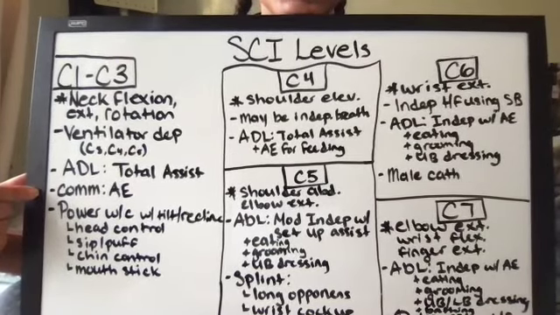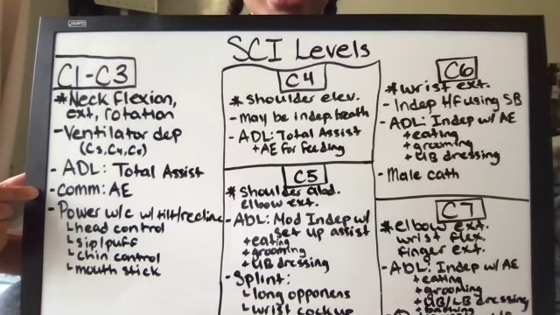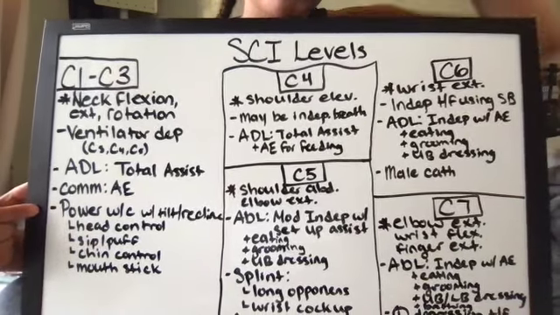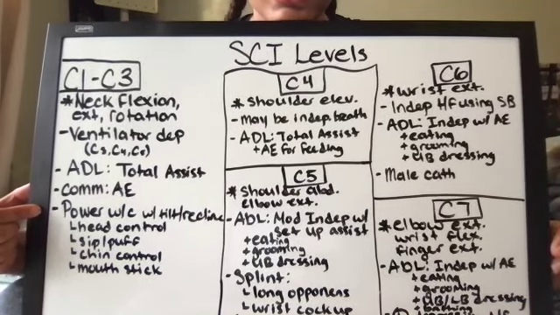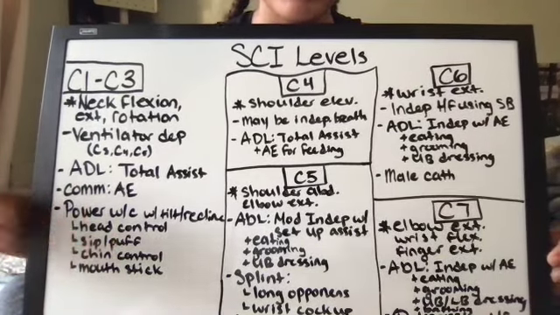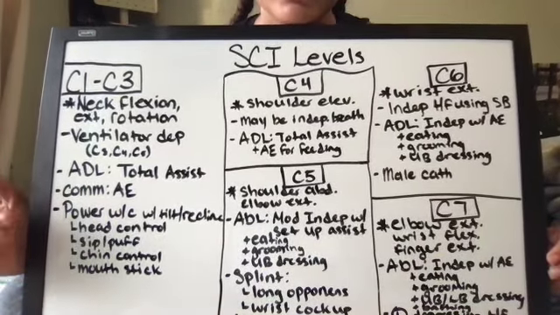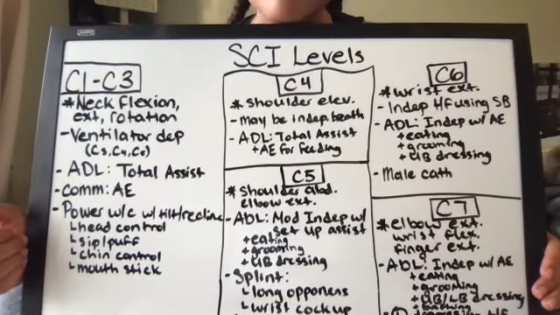For communication, they may require adaptive equipment. And then at this point, they'll be in a power wheelchair. They need the tilt and recline, which pretty much just means they can recline the wheelchair backwards in order to get some pressure relief. The recommended time is about 30 intervals to prevent pressure ulcers.